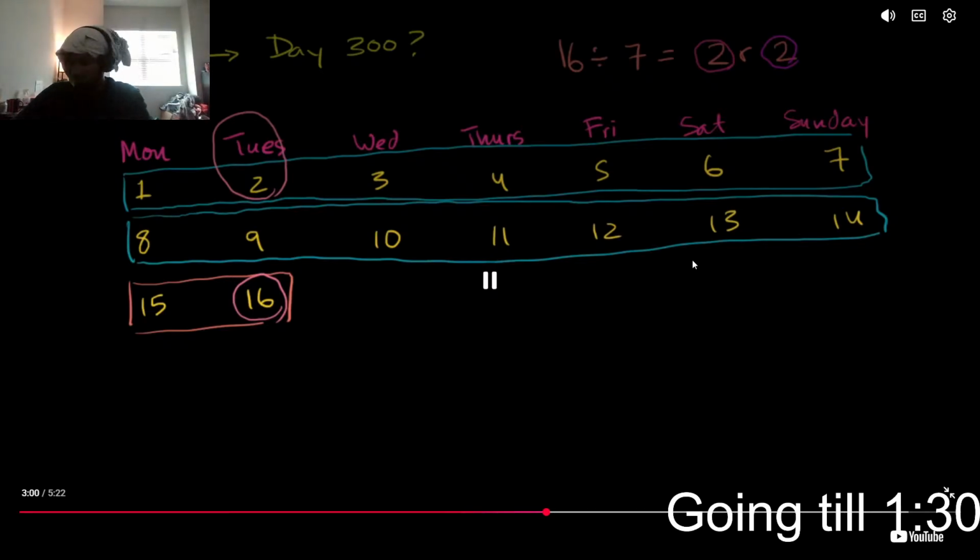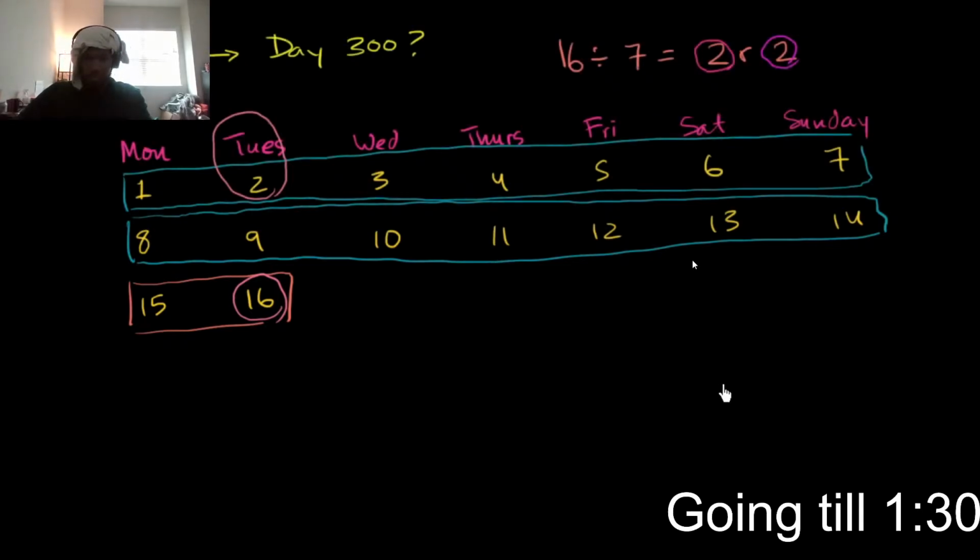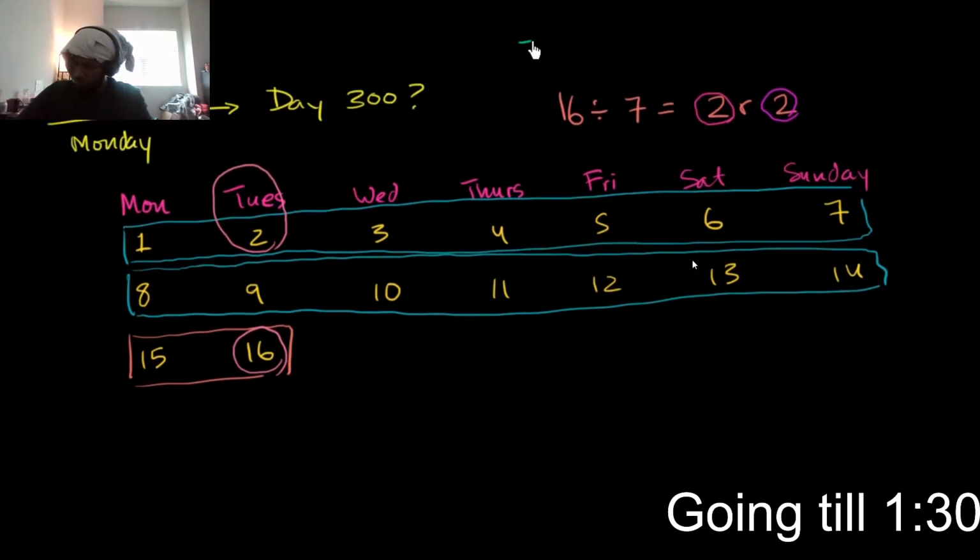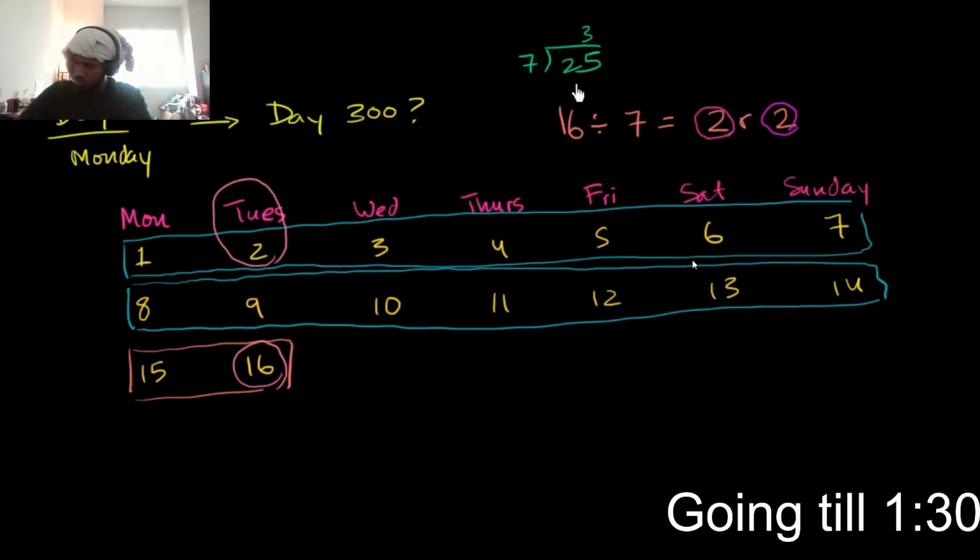Let's imagine day 25. So let's just divide 25 by 7. So 7 goes into 25 3 times. 3 times 7 is 21. You have a remainder of 4. So let me rewrite this. 25 divided by 7 is equal to 3, remainder 4.